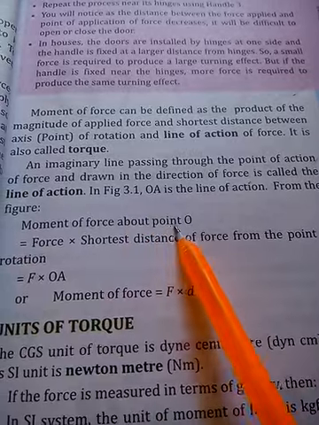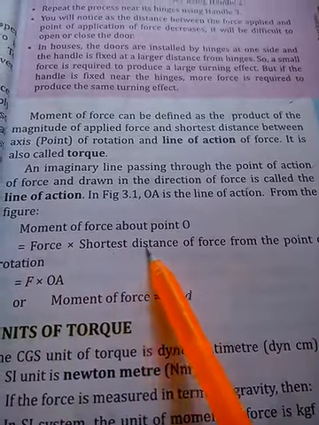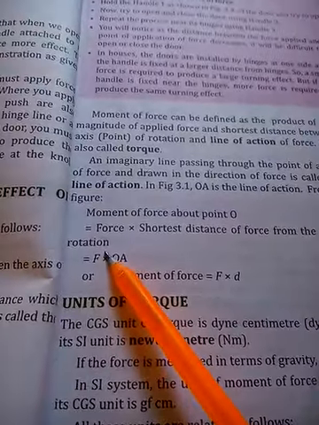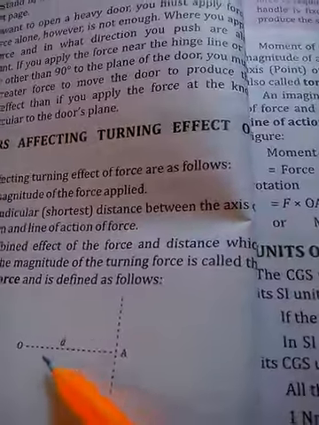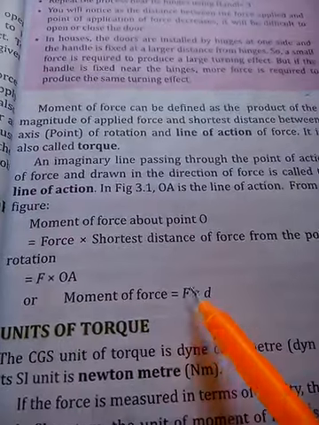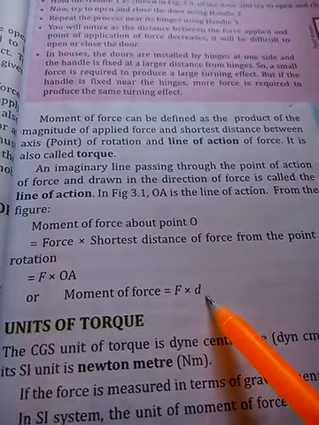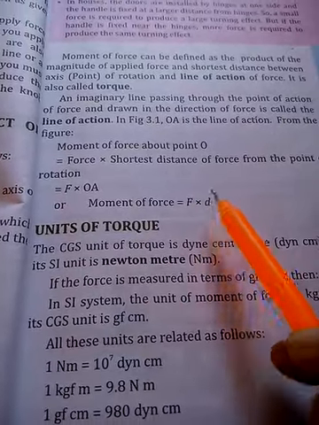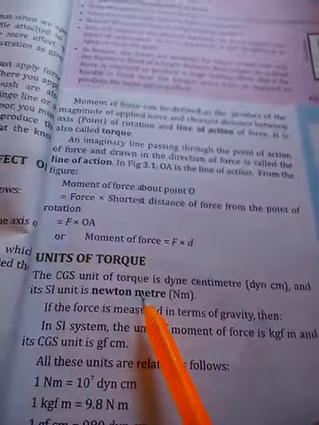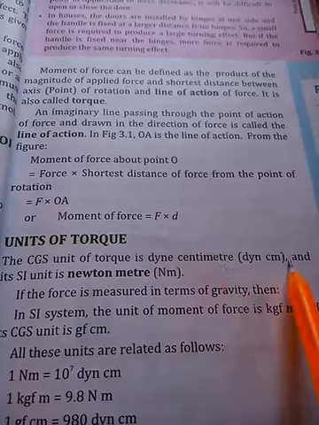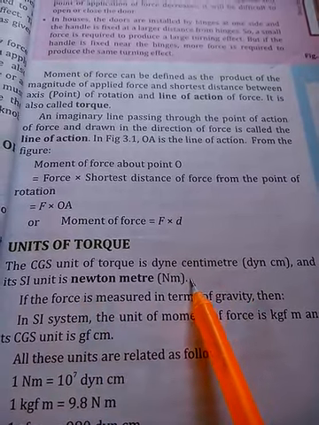So moment of force is equal to force into shortest distance of the force from the point of rotation. So what is the formula of moment of force then? Force, whatever force you are applying, into shortest distance. We'll write in short: moment of force equals force into distance. Perpendicular distance, obviously this distance should be perpendicular. Now the unit of torque, what is the unit? In CGS, the unit of torque is dyne centimeter, and the SI unit is Newton meter.